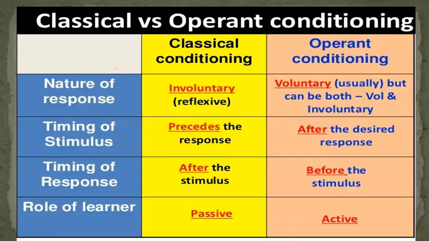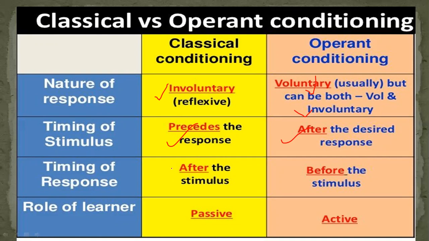So here, classical and operant conditioning have some differences. Classical conditioning involves involuntary and reflexive actions, like the salivation in the dog, and these are not voluntary by themselves. And sometimes we can say the involuntary actions are also involved in that. So the timing precedes the response. But after the desired response, they get the reward. So what they do, they just forget the thing.